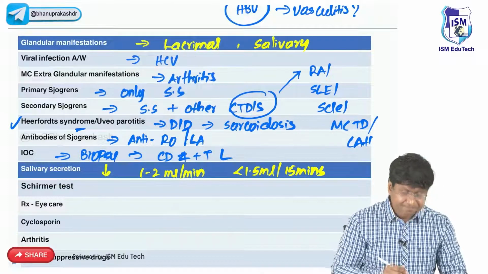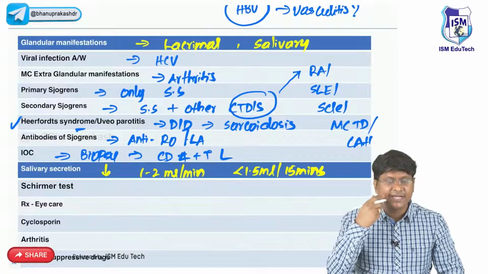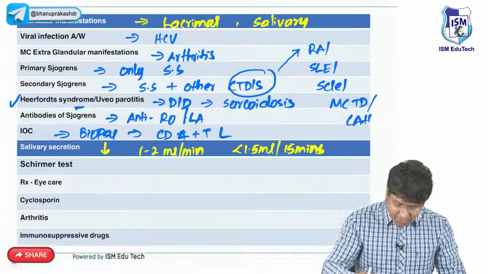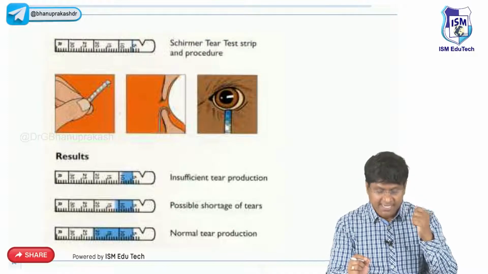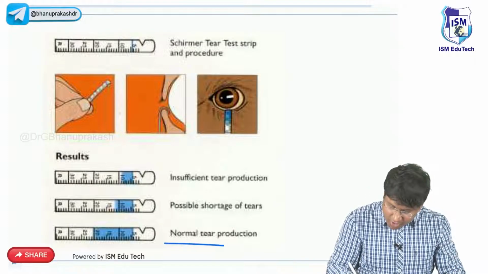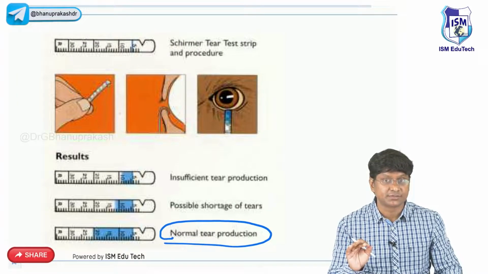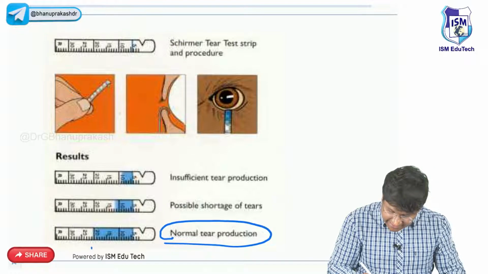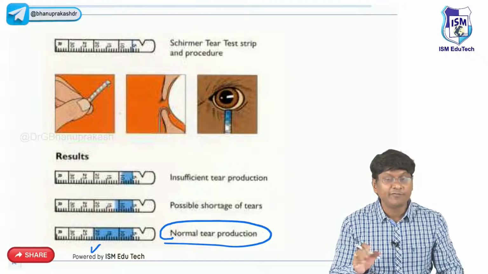And the next thing is the Schirmer's test. Why do we do this Schirmer's test? That is mainly to assess the lacrimal secretion, right? Now, this Schirmer's test is done by placing a strip. How much will be the normal tear production? The normal tear production will be up to 20 mm for 5 minutes, right?